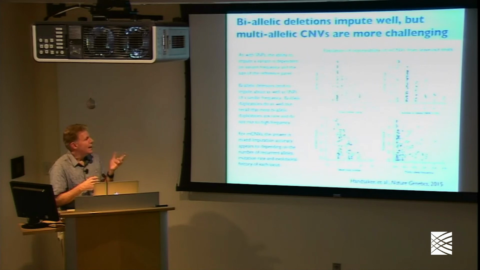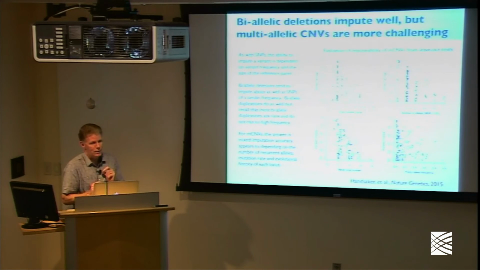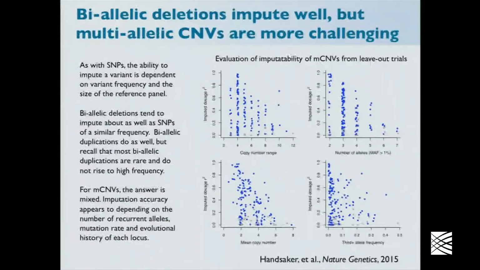So similarly, I would say that roughly duplications do as well as SNPs also, biallelic duplications. But remember, biallelic duplications are almost always rare, right? So they don't impute very well, but maybe that's just because they're rare. And rare variants don't impute as well as common variants. When we look at the multi-allelic CNVs, it's kind of a mixed bag. Some impute fairly well, some don't impute very well at all.